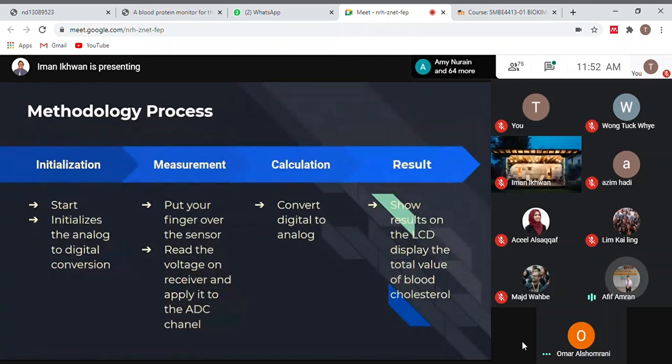So the methodology process starts with initialization. It converts the analog to digital by processing the signal from the infrared LED sensor. The sensor will be pressed by the fingertip. So the light will be absorbed by the tissue, and the rest cannot be absorbed. It will be reflected and accepted by the photodiode. The voltage from the photodiode will be supplied to the ADC of the microcontroller, and it will be calculated using an algorithm equation to get the total cholesterol, and the reading can be displayed on the LCD and also sent to the smartphone user for guidance.